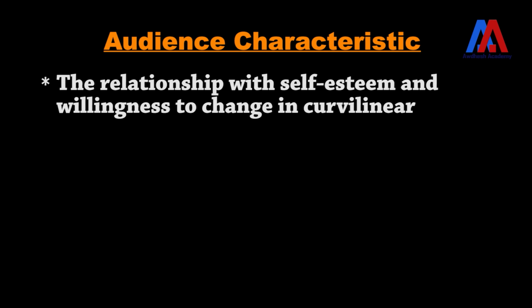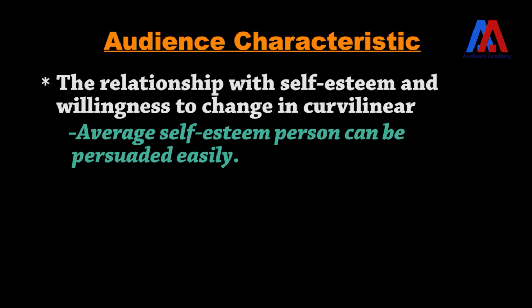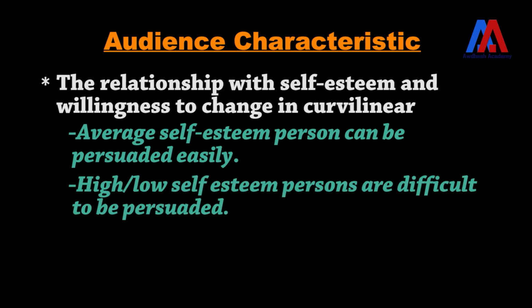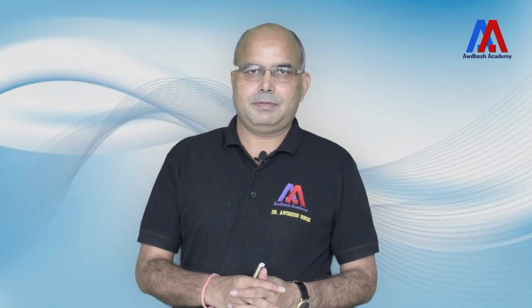Interestingly, it has been found that the relationship between the self-esteem and the willingness to change in attitude is not a straight line, but it is curvilinear. The people with average self-esteem are the people who can be easily persuaded. The people with high self-esteem can't be persuaded easily, and the people with the low self-esteem also can't be persuaded easily. The people with the low self-esteem generally have low self-confidence and low trust over the other people, and so they are unlikely to follow the message. In the same way, the high self-esteem people have a lot of confidence in themselves, and they are unlikely to listen to other people. And average self-esteem people are the best people to be persuaded.